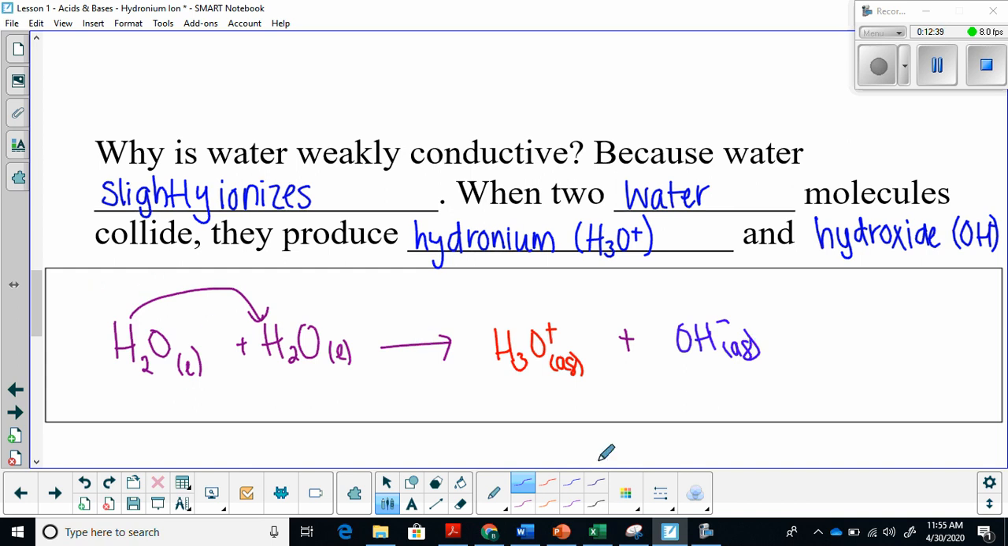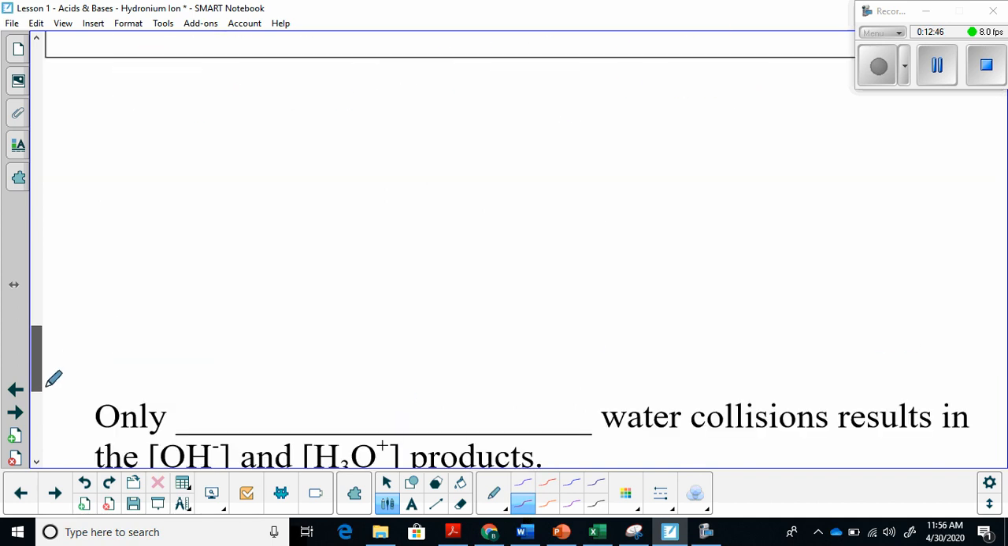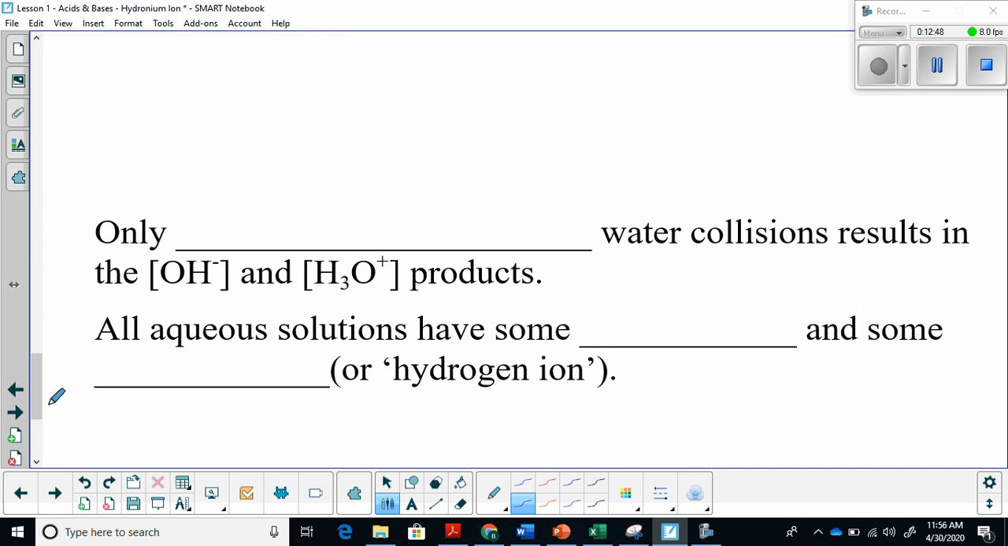So then why is it weakly conductive if it's forming ions? Well, the reason is only one in a billion water collisions result in the formation of hydroxide and hydronium. Okay, so it's because it's 1 in every billion collisions that result in hydroxide and hydronium. So it's a very small percentage.